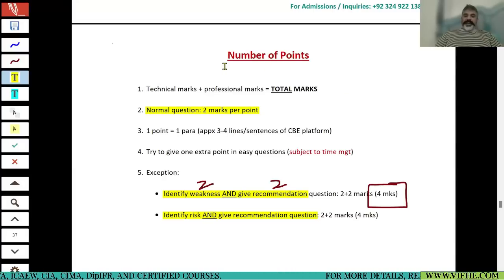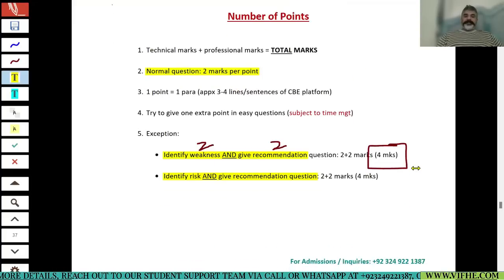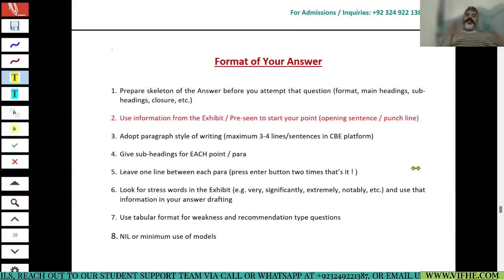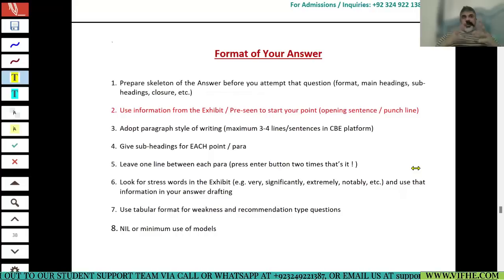All right. So any questions on the number of points? It's very simple. Total marks divide by 2. Then if it is a weakness and recommendation question, total marks divide by 4. That's it. Basic formulas. Now the format of your answer. How do you draft your point? What should be the size or length of your points?